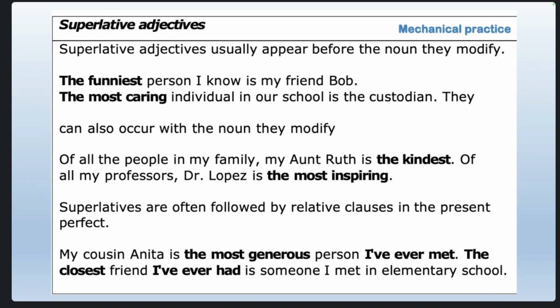So we also say that superlatives are often followed by relative clauses in the present perfect. There is nothing wrong in this kind of thing. Mechanical practice is needed sometimes. There's nothing wrong in that. But the only thing is, in our communicative classroom, if we do this, the students are likely to be slightly intimidated by this terminology, and they will equate the knowledge of terminology with knowledge of language, and they will have a problem with that.